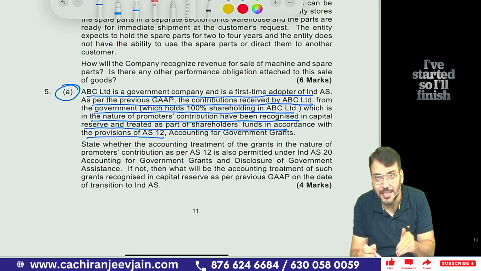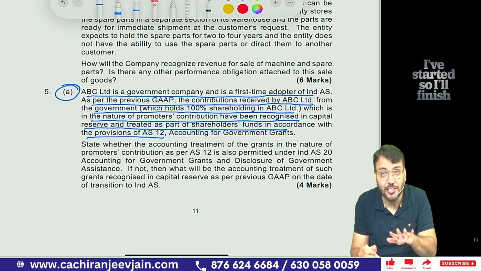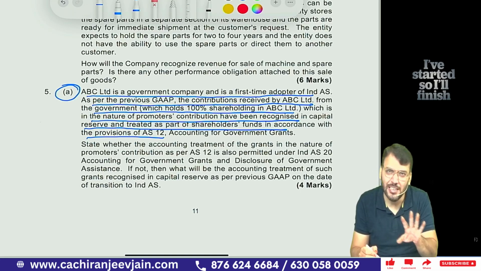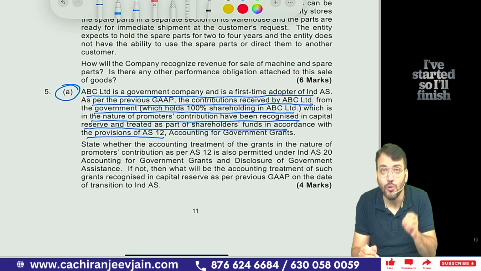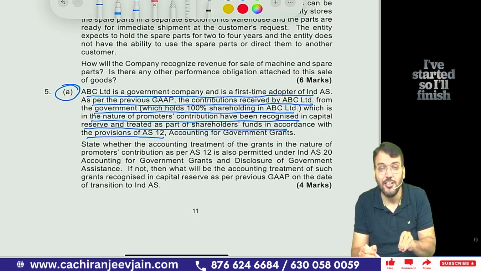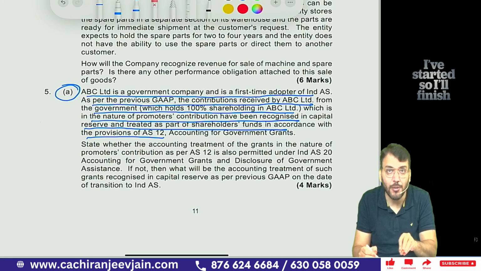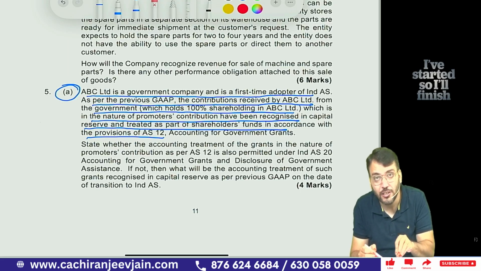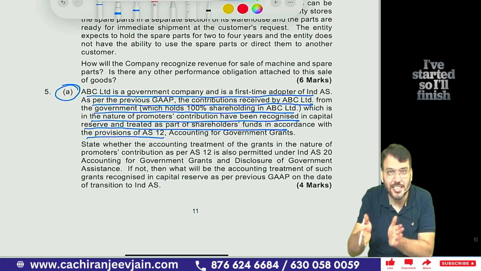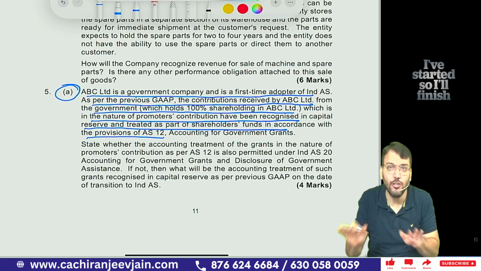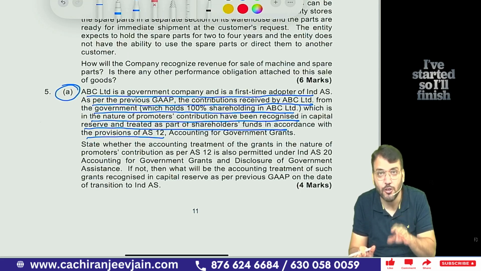But now as per Ind AS 20, if any government grant is in the nature of promoter contribution, then Ind AS 20 is silent, but there is one appendix given. They say that even though it is in the nature of promoter contribution, it will still meet the definition of government grant and it should be transferred to profit and loss account on a systematic basis over the period which will match the necessary expenses which they are intended to compensate. Means it will be transferred to profit and loss account as per Ind AS 20.